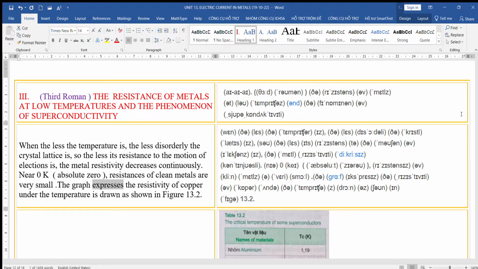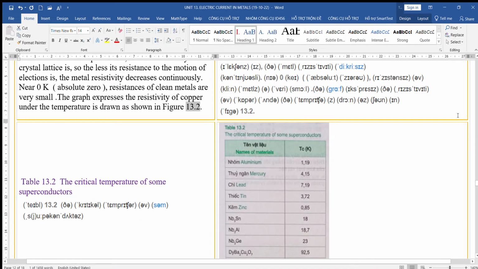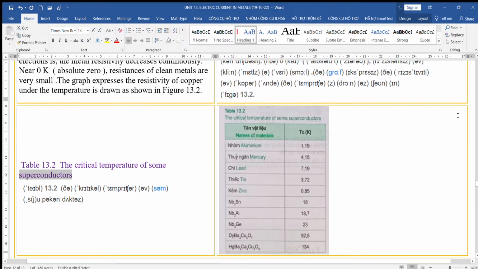Near 0 K, absolute zero, resistances of clean metals are very small. The graph expressing the resistivity of copper versus temperature is drawn as shown in Figure 13.2. Table 13.2: The critical temperature of some superconductors.